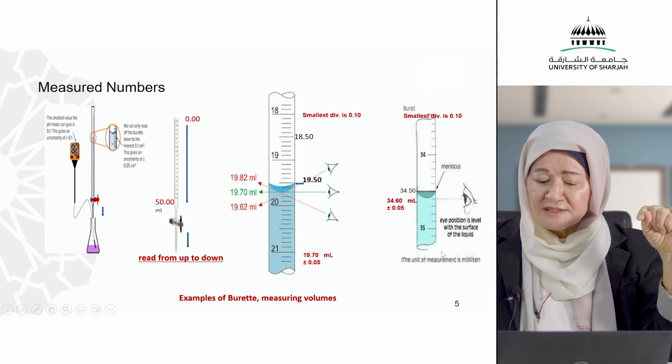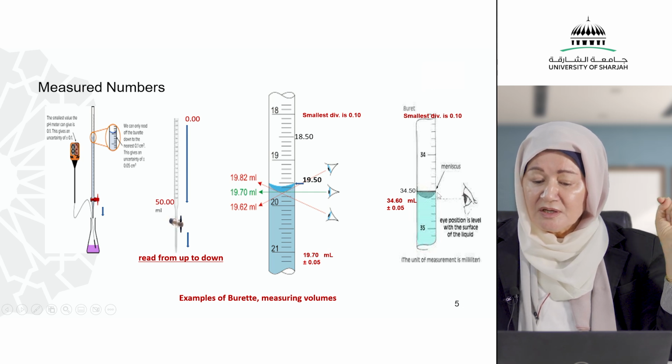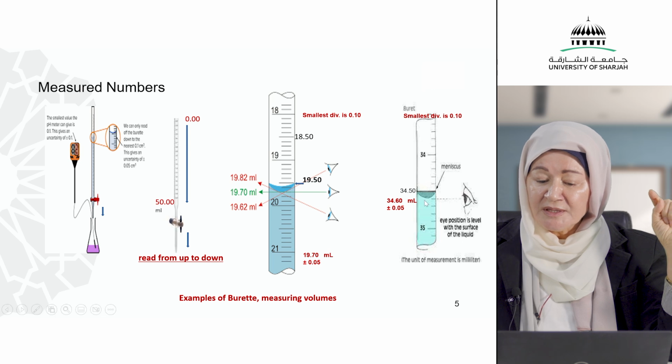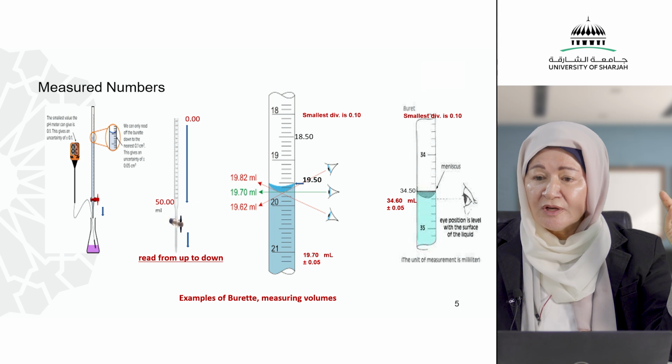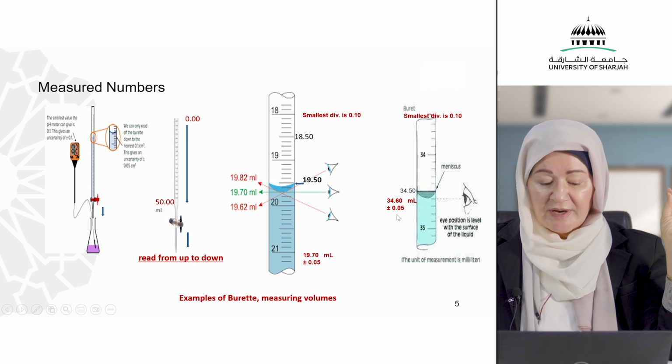As I told you, there is another example for you. I'm going to read it together, me and you. 34, 35. In the middle it is what? 34.50. The smallest division is 0.1. The bottom of the meniscus is 34.60, and this is the reading I'm looking for. It's plus or minus 0.05. This is the red reading. It's 34.60 plus or minus 0.05, which is the correct one.